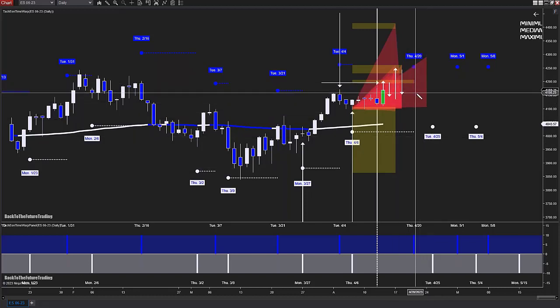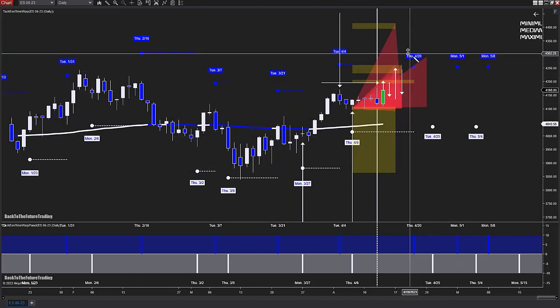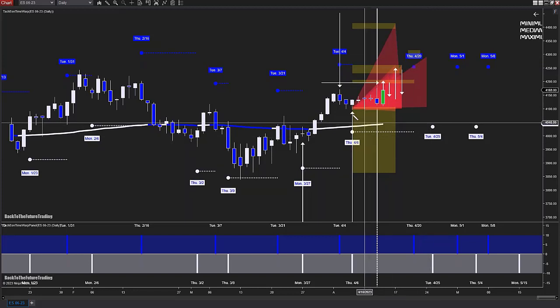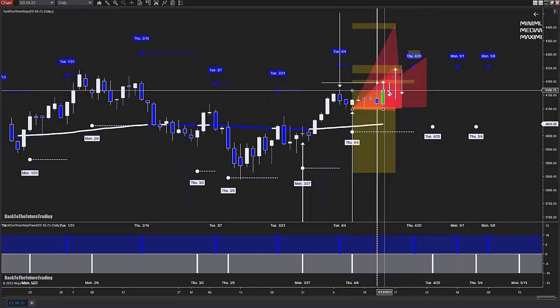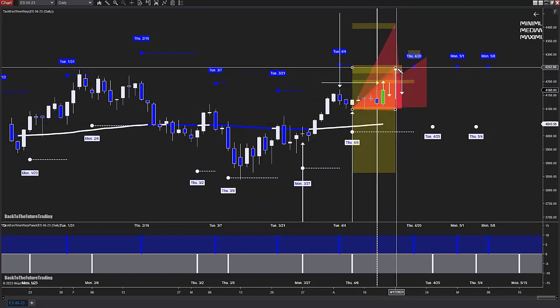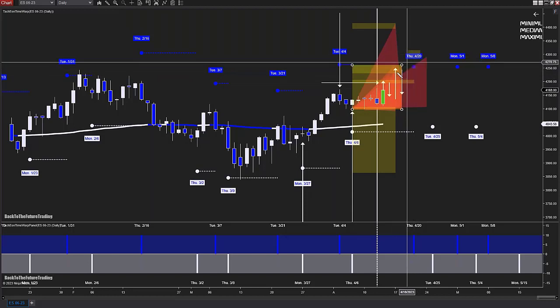And that's sort of in line with our April 20th. It shouldn't have any problems getting to the minimum and the median before April 20th.